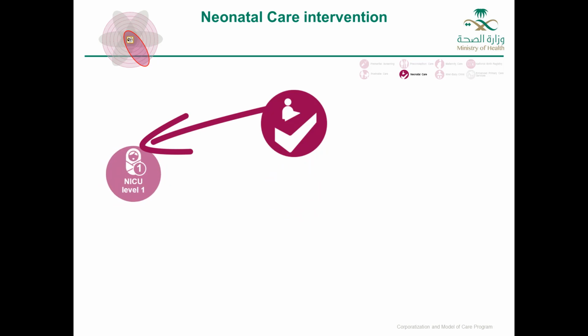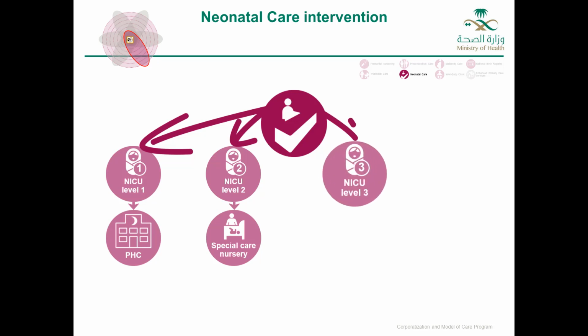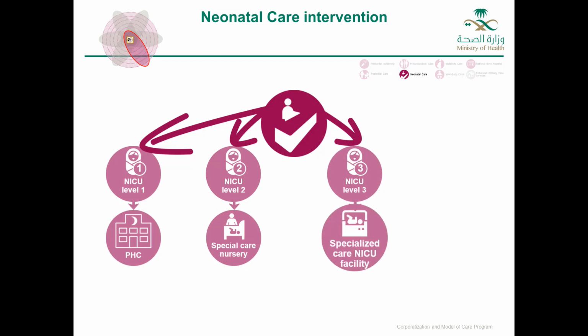Level 1 newborns will be cared for in a well-new baby nursery in primary health centers, with a range of staff including pediatricians, nurse practitioners, and other advanced practice registered nurses. Level 2 newborns will be cared for within a special care nursery in a general hospital by pediatric hospitalists, neonatologists, or neonatal nurse practitioners.